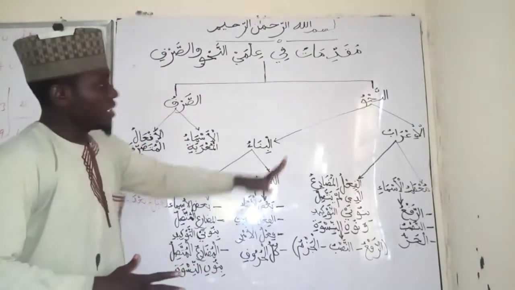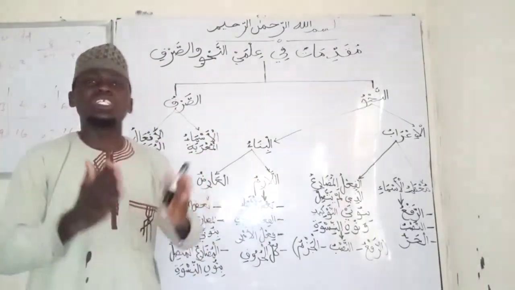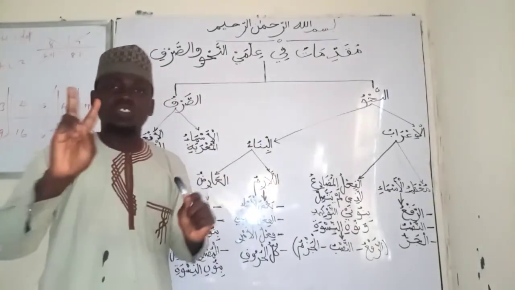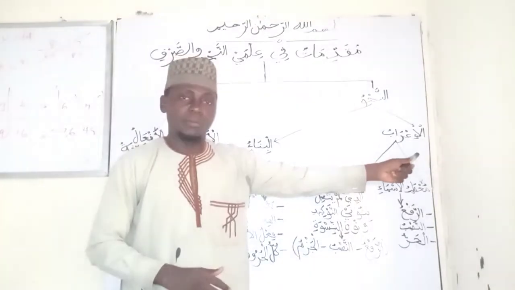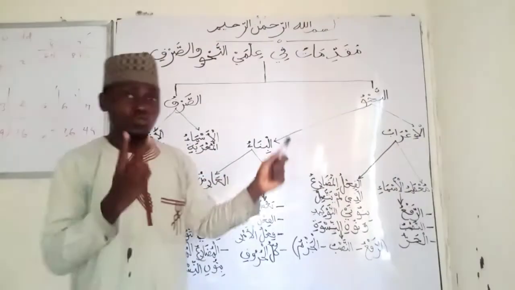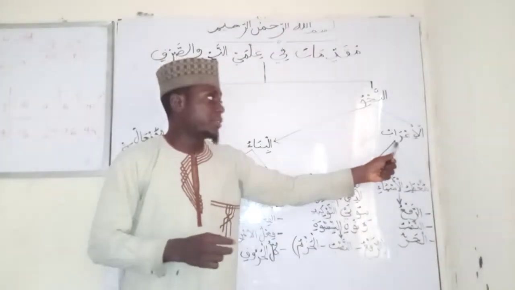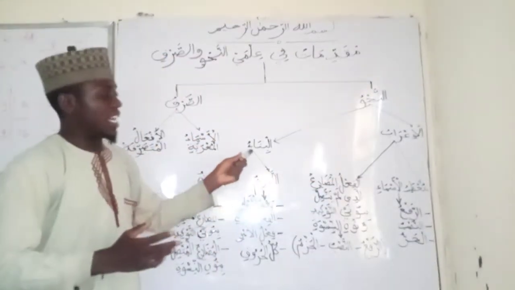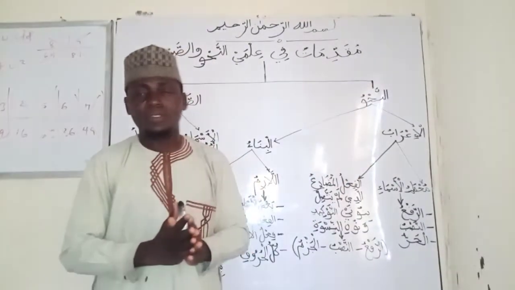Now, let's take a look at نحو and how it splits. We have two subdivisions for نحو. The first one is الإعراب and the second is البناء. First of all, what is الإعراب?